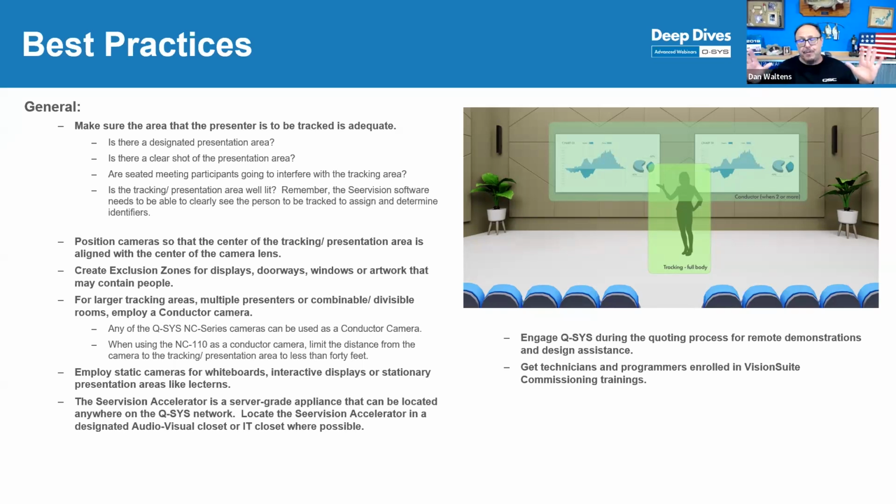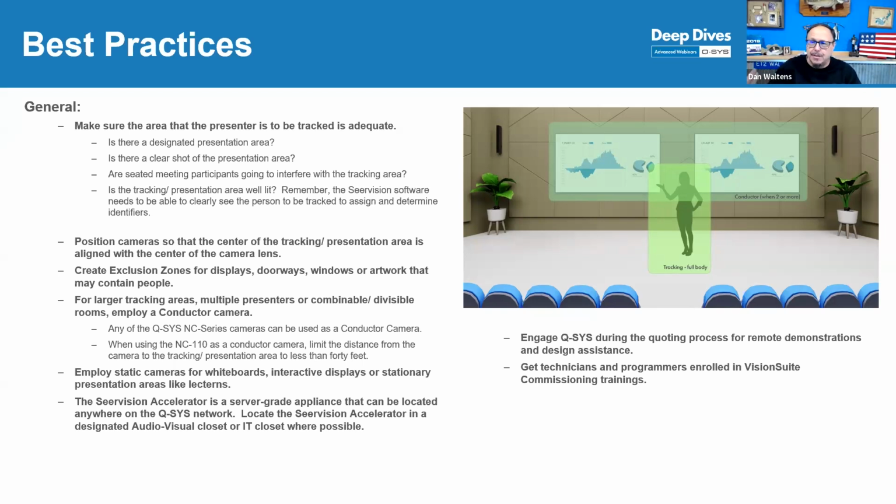Remember, the Seervision software needs to be able to clearly see the person to be tracked to assign and determine identifiers. Position cameras so that the center of the tracking presentation area is aligned with the center of the camera lens. Create exclusion zones for displays, doorways, and artwork that may contain people in it. For larger tracking areas, and multiple presenters in combinable rooms, employ a conductor camera. It's going to help manage that.